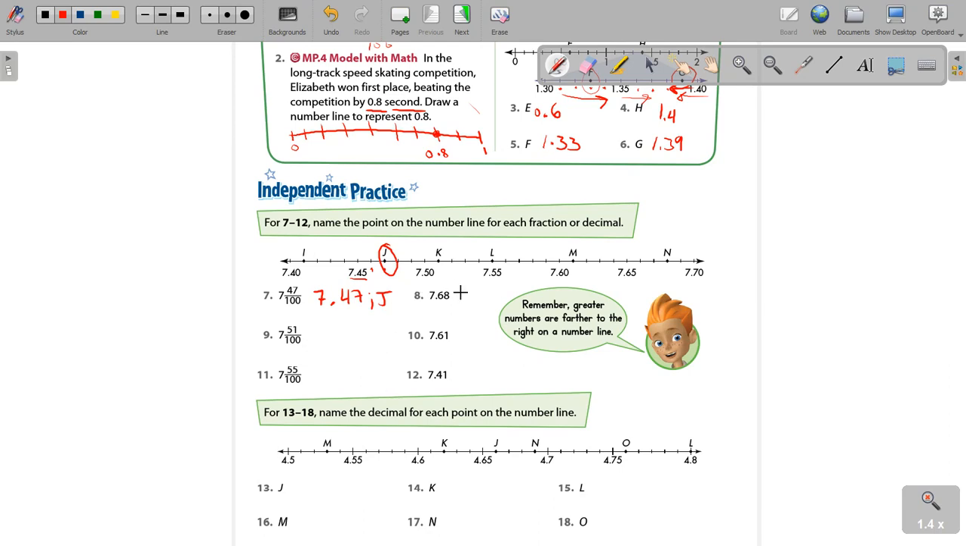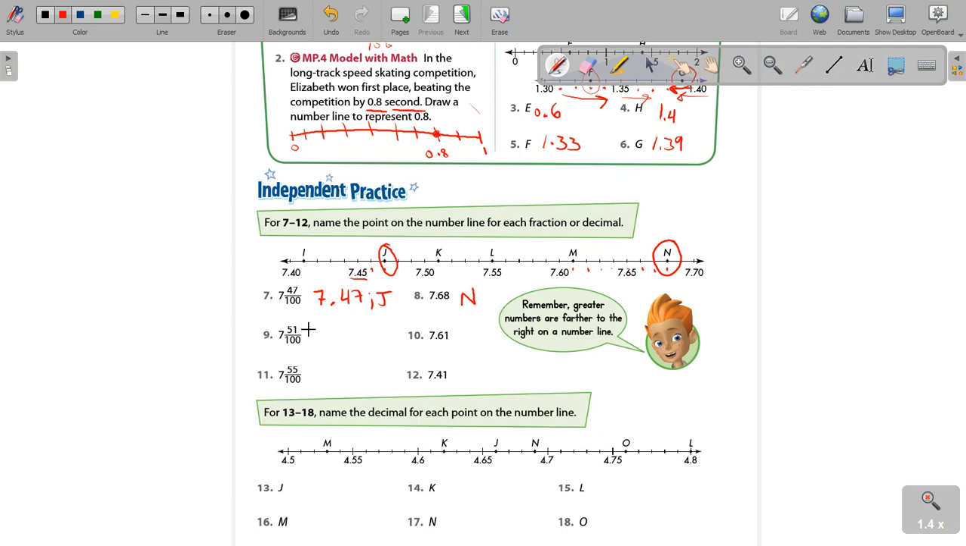Okay, so next one, 7.68. Well, let's figure out where that is. We've got 7.6 right here. M is clearly at 7.61, 7.62, 3, 4, 5. 7.65 is right here. 7.66, 7.67, and 7.68. We'll be right at the N. So you can go ahead and write N there for your answer.